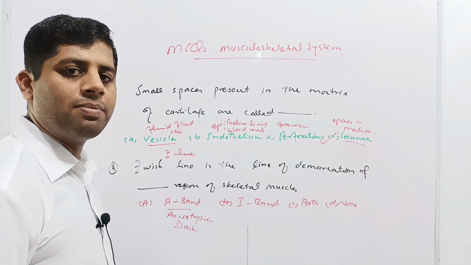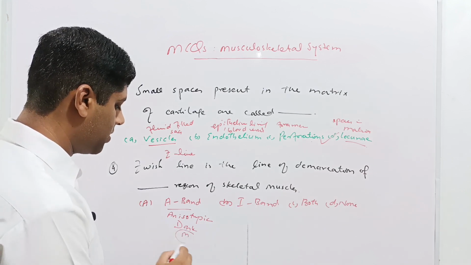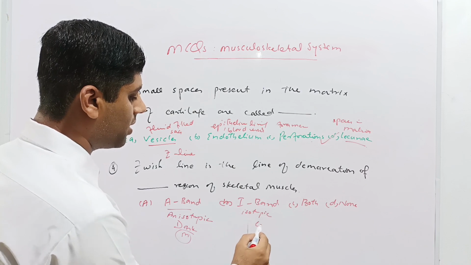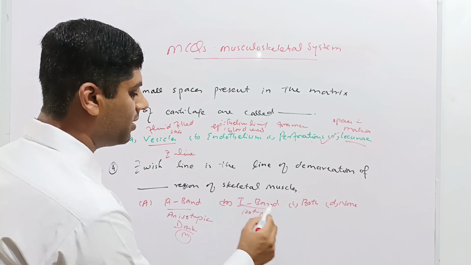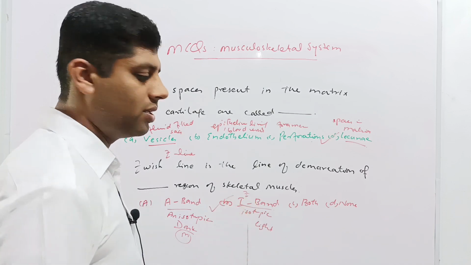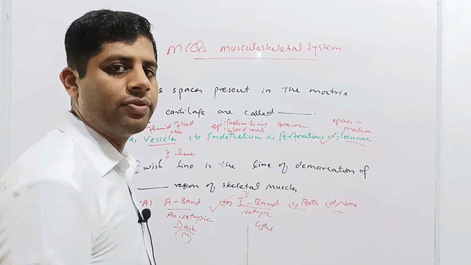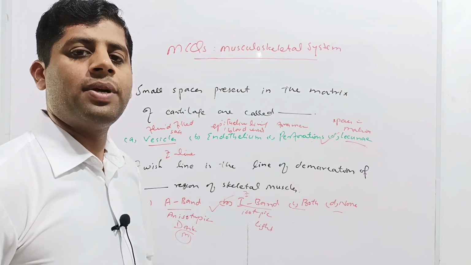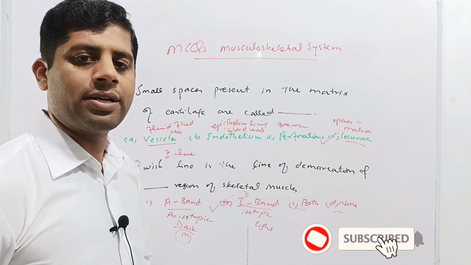And we know that there is an M line in the dark band, not the Z line. I band is called isotropic band and also called light band. Light band is demarcated or separated by the Z line. So option B is correct. Third option is both. First option is none of these. So option B is correct here. It suits best that the I band or light band is separated or demarcated by the Z line.